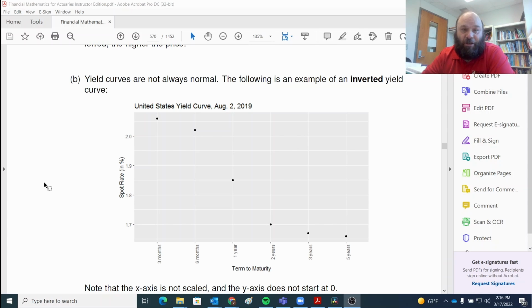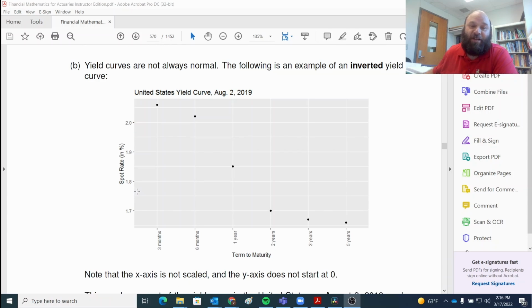Now I do need to caution you, the direction is fine, but please note, first of all, the x-axis is not scaled. So this is the spot rate for 3 months, 6 months, 1 year. So this same space is 3 months, this space is 6 months, right? Then 2 years, 3 years, 5 years. So that's one problem with this graph. The other is that the y-axis doesn't go down to 0, so that means vertical differences may be exaggerated.